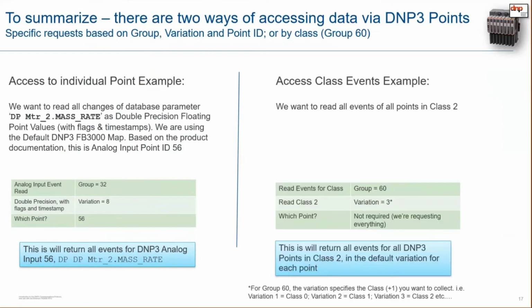Alternatively, you can access class events. So let's say we want all data events in class 2. Group 60, which I've not mentioned before, is the group that gives you read events for a whole class. And if I want to read class 2, the variation should be 3. The reason is the variation there specifies the format, which is actually the class that you're going to go to, and you need to take one off it. So when I request variation 3, it's actually class 2. That would give me all the events that occurred for all points in class 2. So it's a lot more efficient. One little request gets me all that data back.